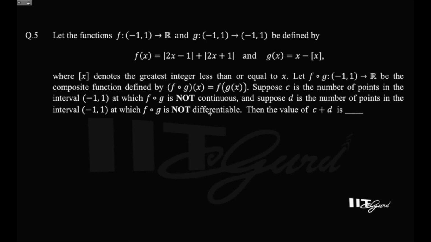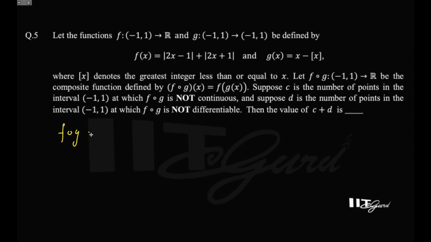and D is the number of points in the interval at which fog is not differentiable, then find the value of C plus D. This question is a blend of continuity and differentiability concepts. So they are asking mixed concepts in the same question. So let's see, first of all, go for fog.